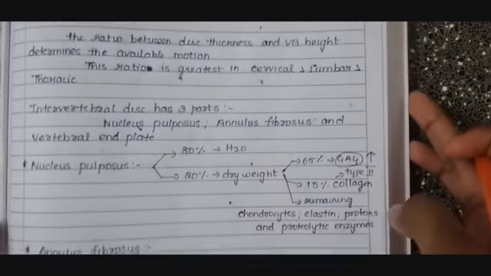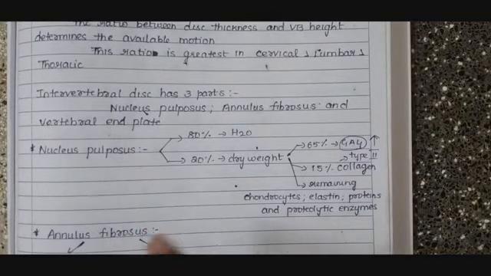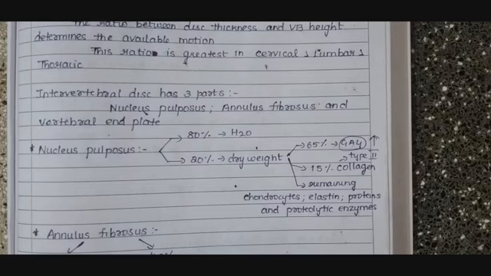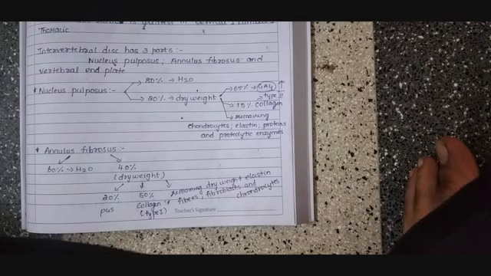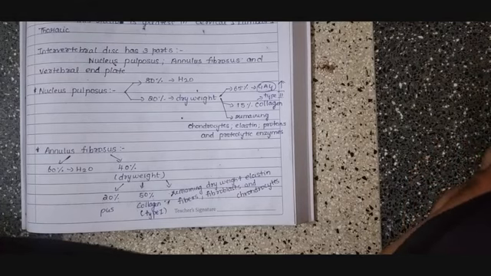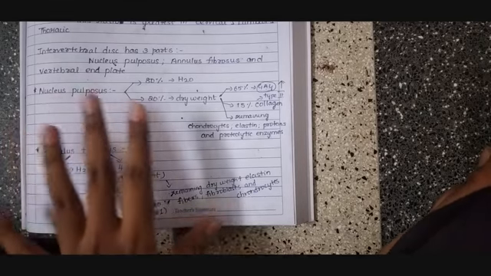Okay, and this intervertebral disc has three parts mainly, which are nothing but the nucleus pulposus, the annulus fibrosus and the vertebral end plate. Now let us discuss the nucleus pulposus, annulus fibrosus and vertebral end plate in detail. First, let us discuss the nucleus pulposus.